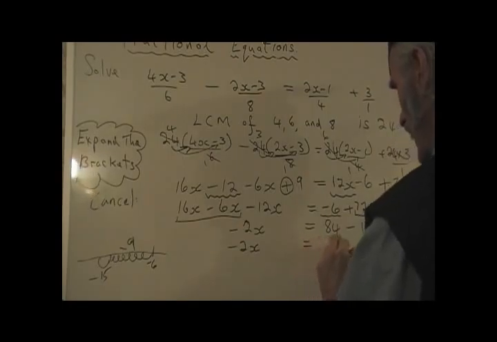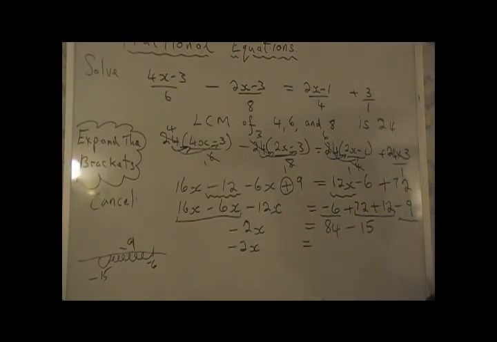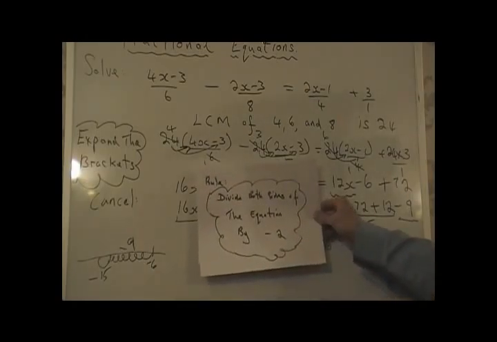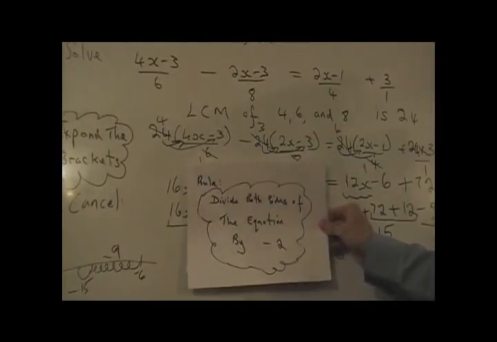minus 2x is 84 take away 15. Well, that's 14 take away 5 is 9. I borrowed 1, so 8 take away 2 is 6. So I've got now minus 2x equals 69. But I don't want the answer for minus 2x. I want the answer for x. So now I have another rule, and I'm going to divide both sides of my equation by minus 2.